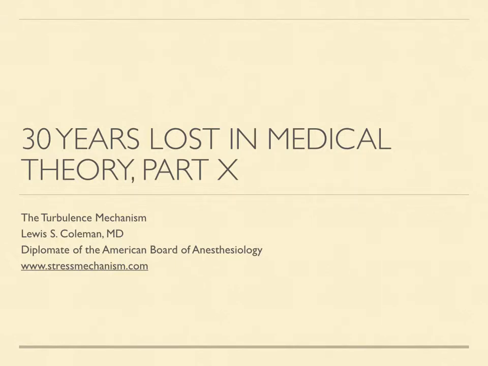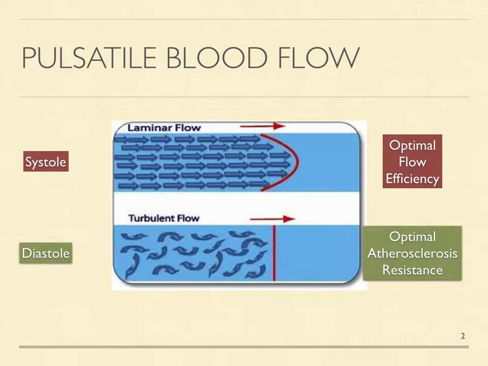Welcome to part 10 of this series of slideshows that describes the mammalian stress mechanism that was predicted by Hans Selye. This presentation will explain the turbulence mechanism that regulates diastolic arterial turbulence in accord with autonomic balance. Mammalian physiology combines systolic laminar flow efficiency with diastolic turbulent cleansing to simultaneously optimize exercise capacity and atherosclerosis resistance.